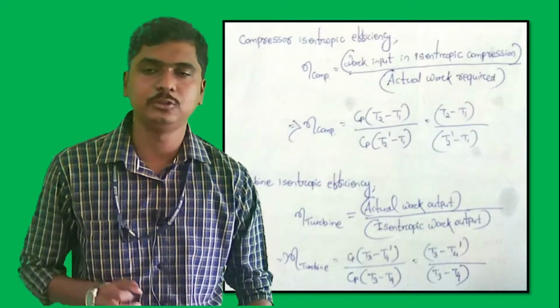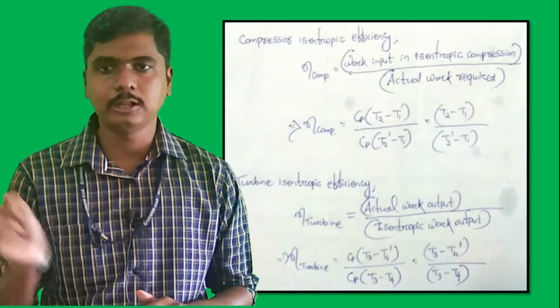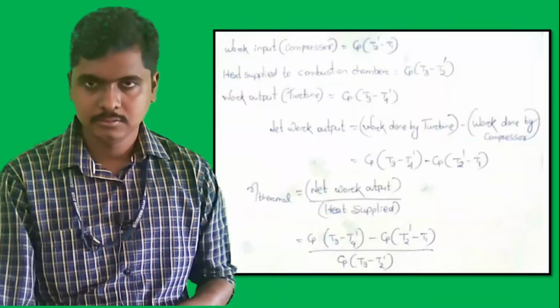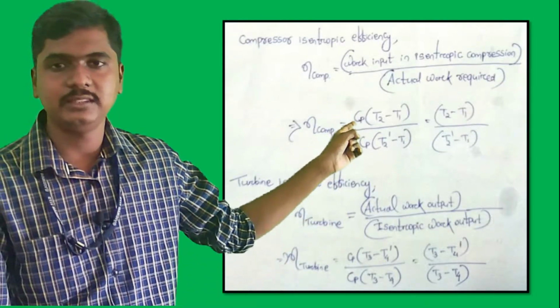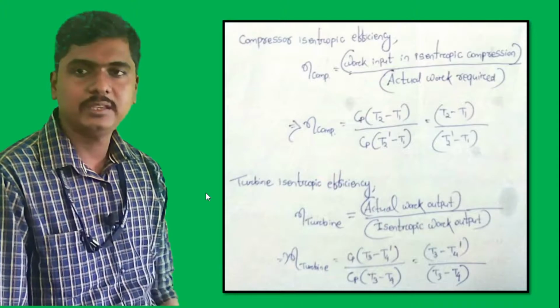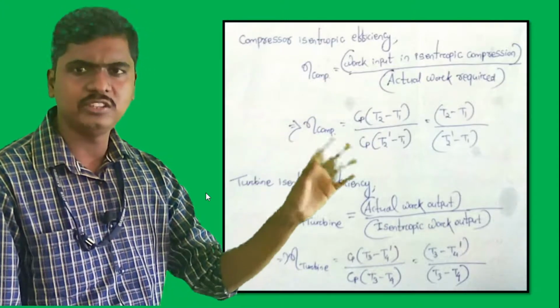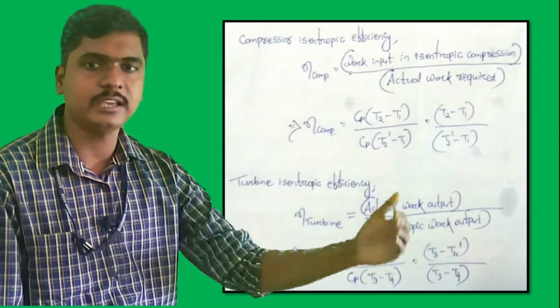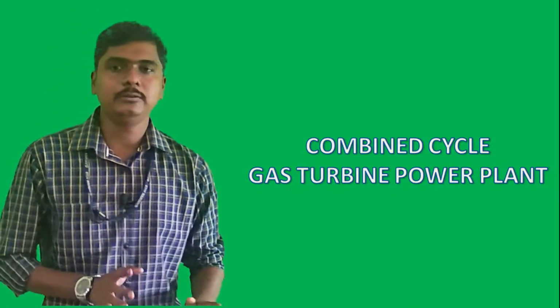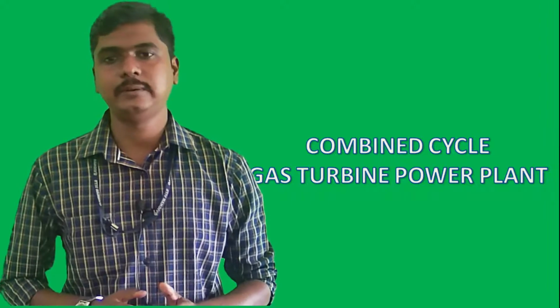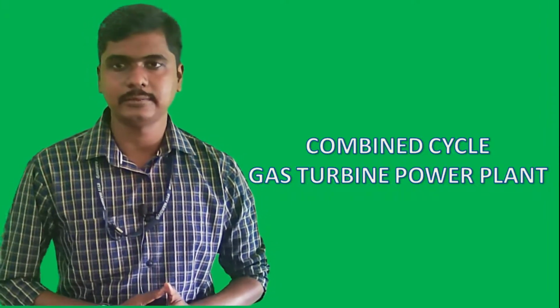So three types of efficiency we got. One is the overall thermal efficiency of the power plant. Second, the compressor efficiency. Third, the isentropic efficiency. Already you know this, that's why I am quickly revising all these things. Clear? So that is all about open cycle gas turbine and closed cycle gas turbine.